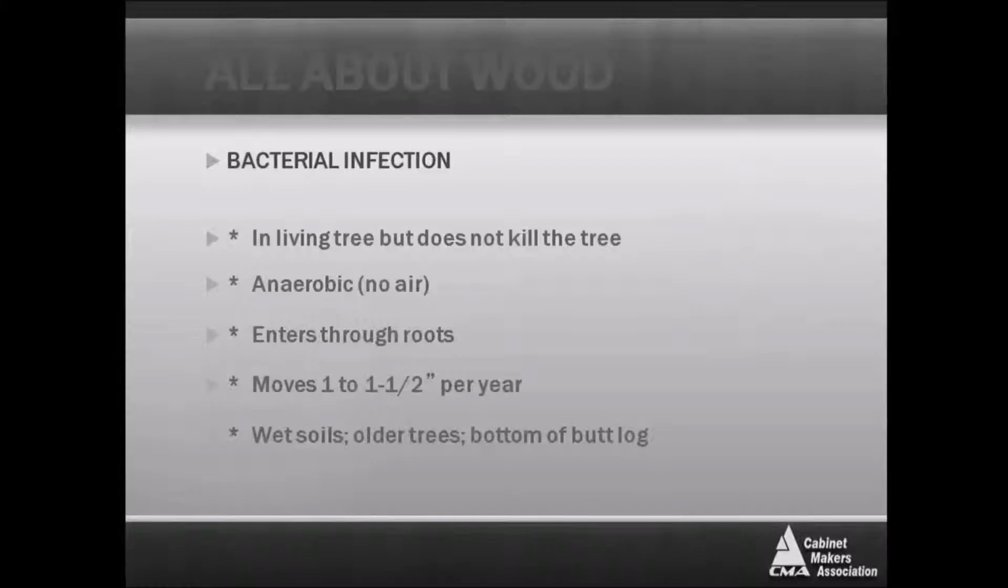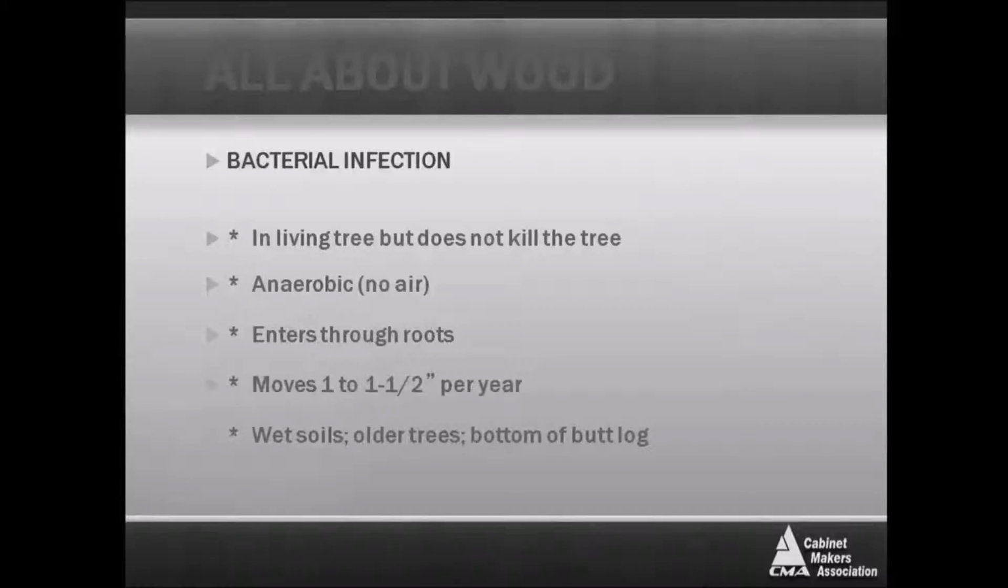Bacterial infection. In a living tree, we get this bacteria that grows. It doesn't kill the tree. It's a special bacteria in that it's anaerobic, meaning it grows in no air conditions. The bacteria we're familiar with, that you get a cut and you get a little infection, are all aerobic bacteria, but this is an anaerobic bacteria, kind of rare. Gangrene is one anaerobic bacteria, but we don't see or hear a lot about them.